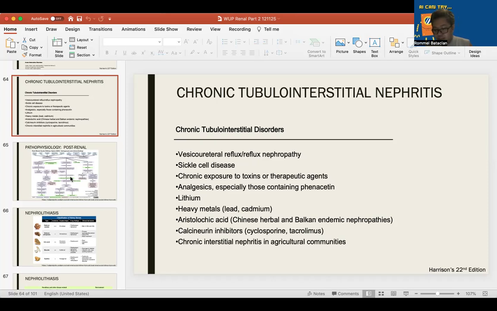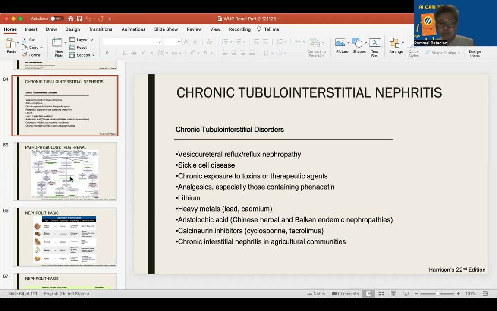Renal ultrasound can manifest as small echogenic kidneys, particularly in late stages, but it could still be normal size in early stages. But there's already a loss of the distinction of the cortex and the medulla, and it may show nephrocalcinosis, stones, or papillary necrosis. While renal biopsy is not necessary, it can show chronic interstitial inflammation, fibrosis, and tubular atrophy.